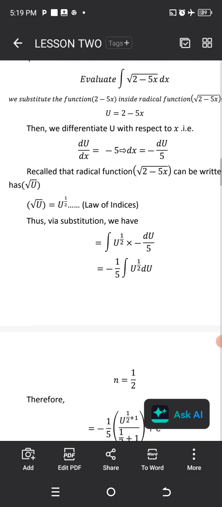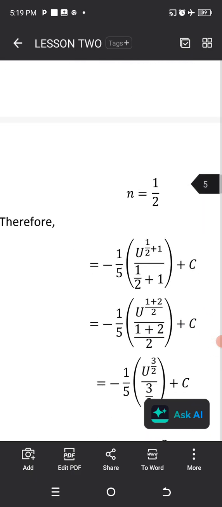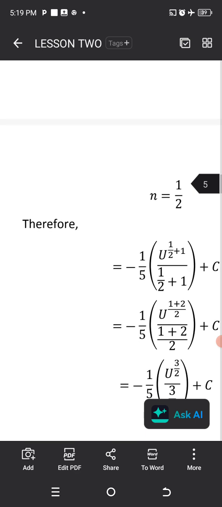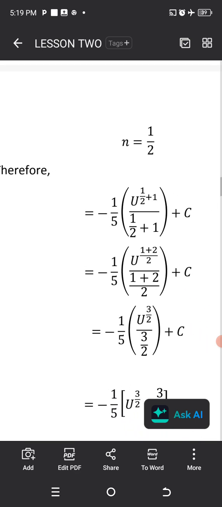And you bring out the constant. The constant is minus 1 over 5. That is why you see that minus 1 over 5 is outside the integral symbol. So which is equal to minus 1 over 5 integral of u raised to power half du. So recall your n is 1 over 2 from the basic idea of your integration formula. Therefore, you simplify, you solve it.